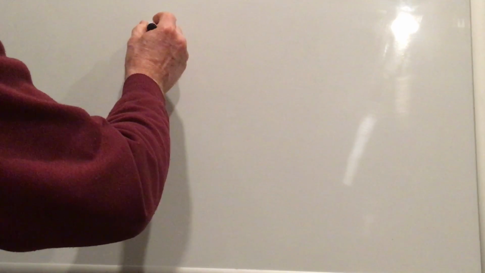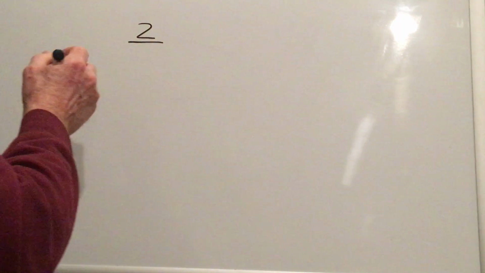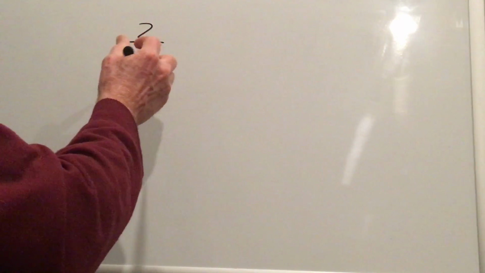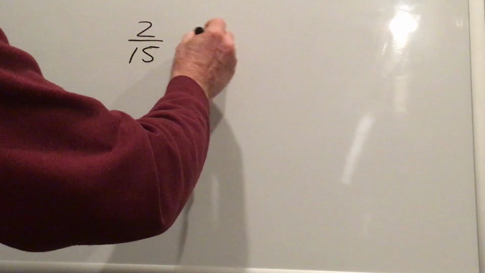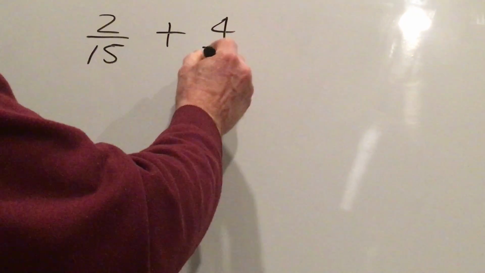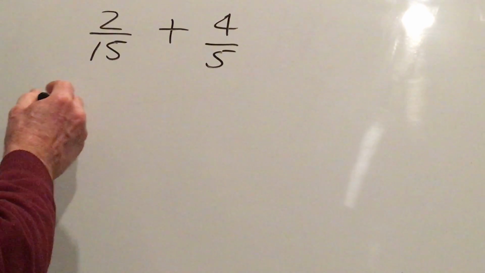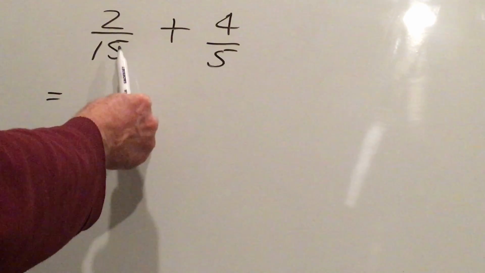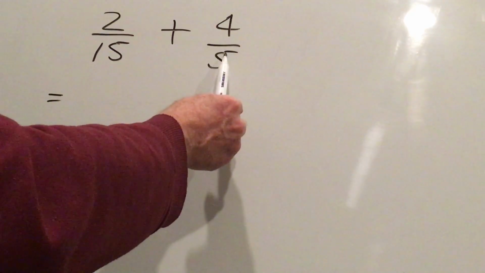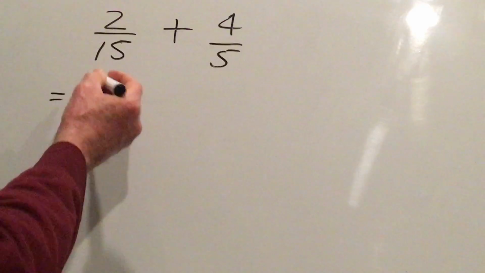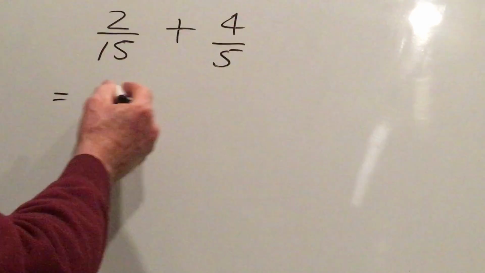Okay, you should be maybe just about able to do this by yourselves. 2 on 15 plus 4 over 5 equals. So again, different denominators. The biggest one is 15. If we multiply 5 by 3, we get 15. So that equals, let's multiply this whole thing by 3.